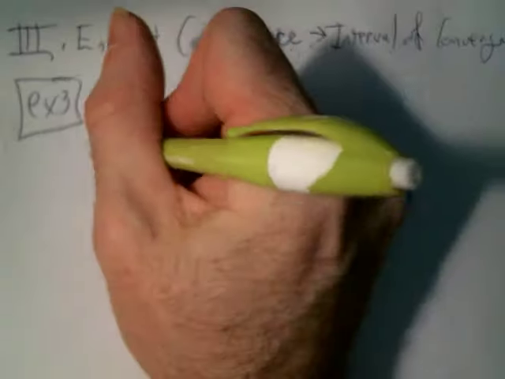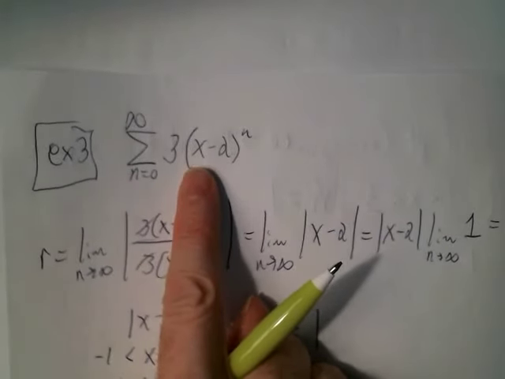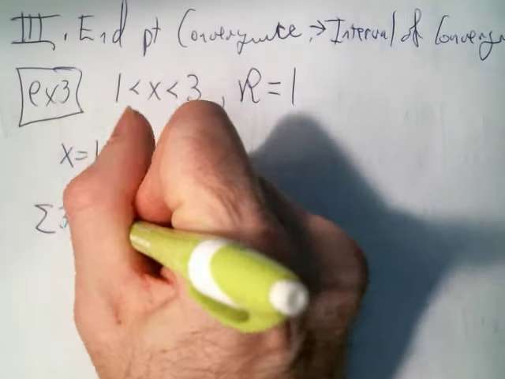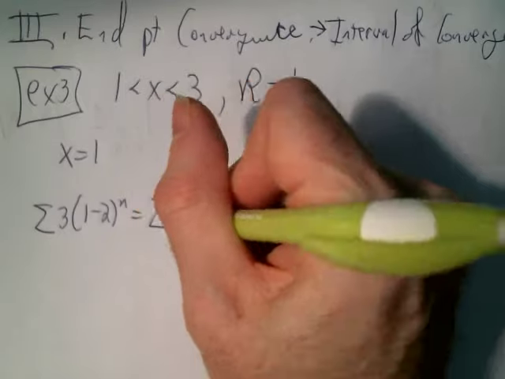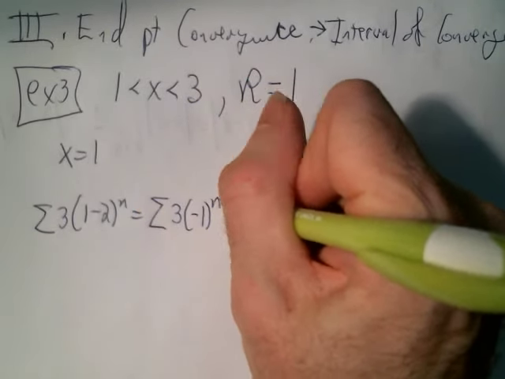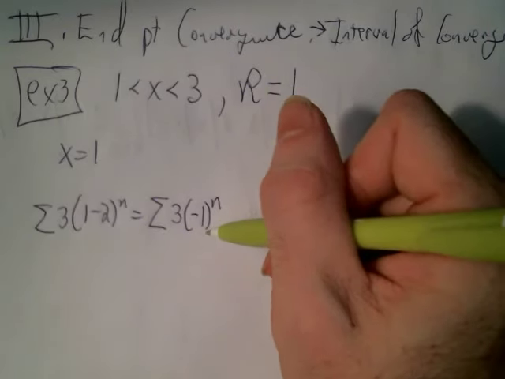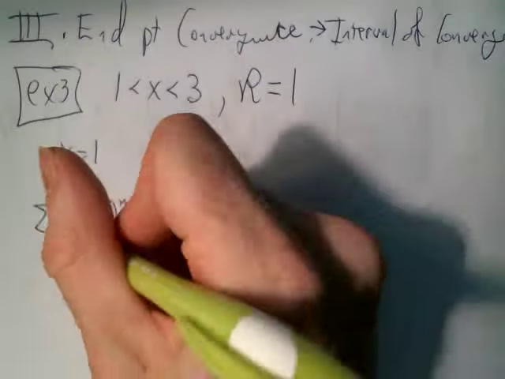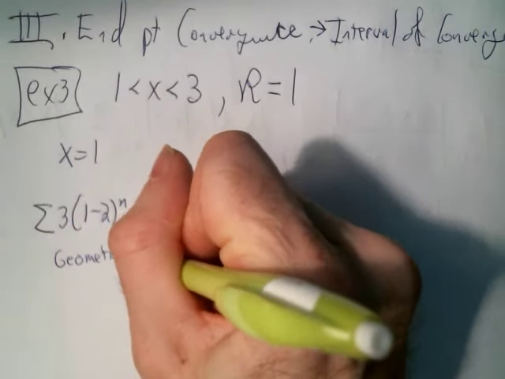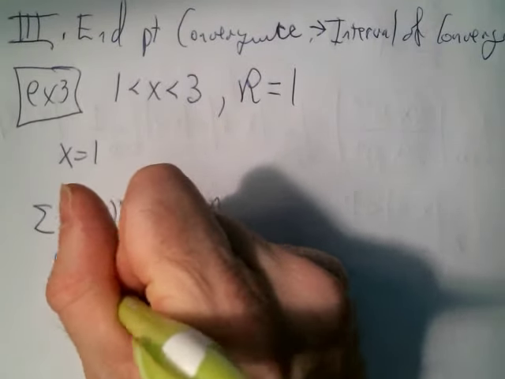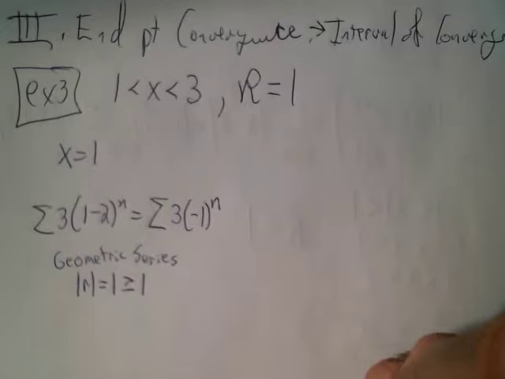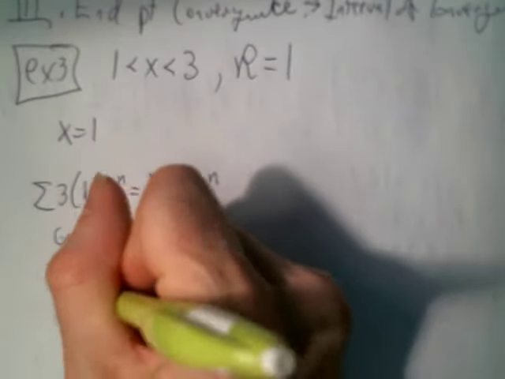All right, so you check x equals 1, and what you do there is literally plug 1 in for x in this series. So what will that be? We'll have the series 3 times (1 minus 2) to the n, which of course is the series of 3 times (-1) to the n. You can consider that a geometric series with r equaling -1. The absolute value of r equals 1, which is greater than or equal to 1, the defining characteristic of a divergent geometric series. So hence it's divergent.